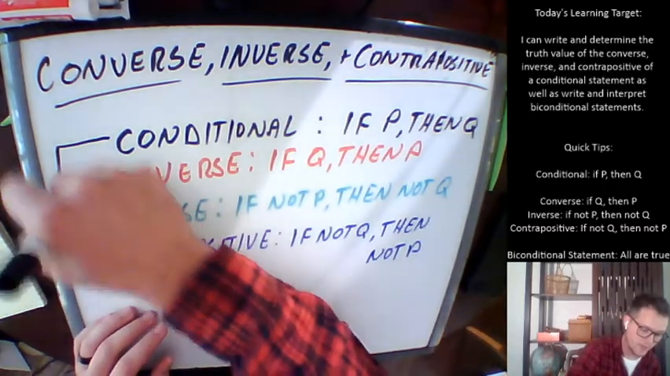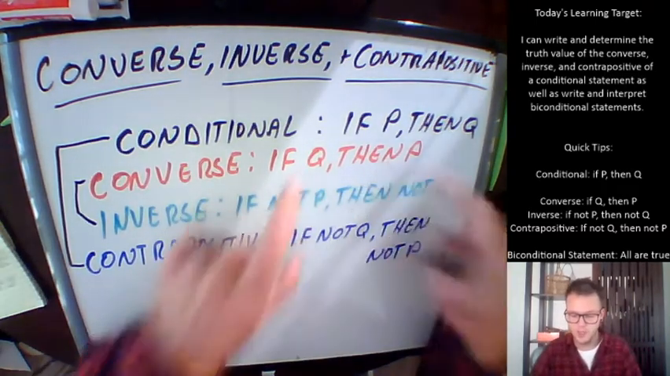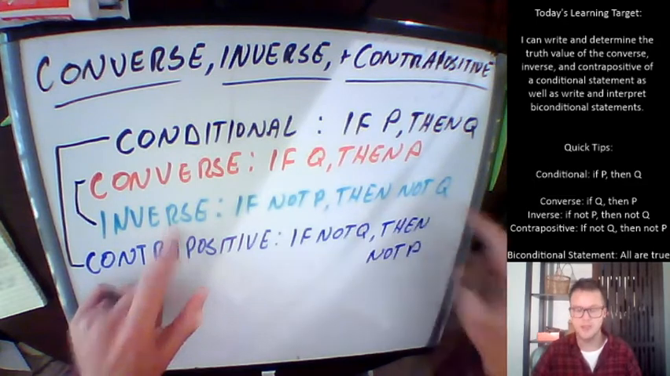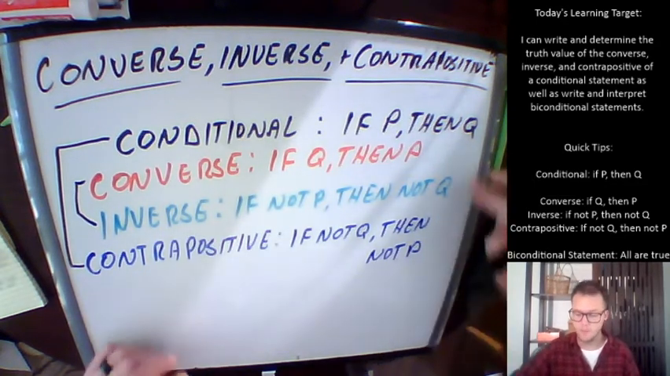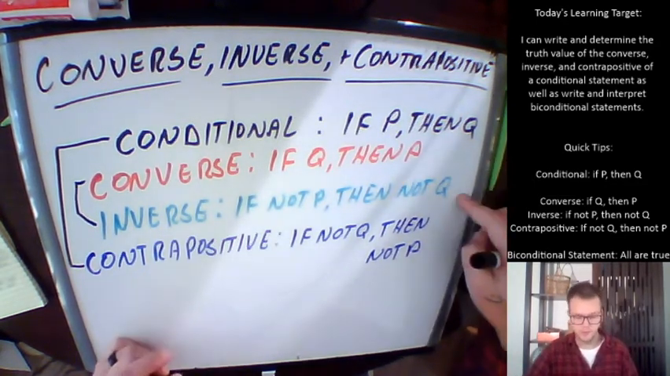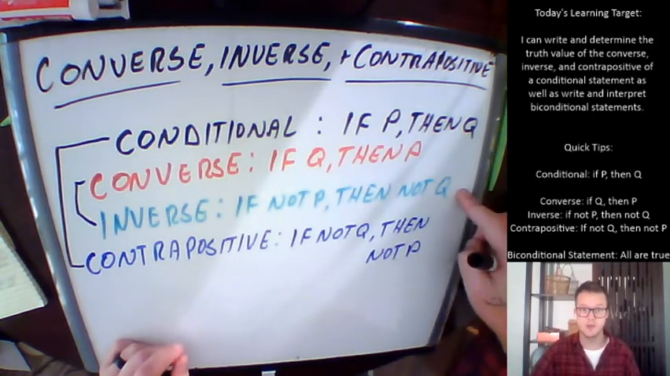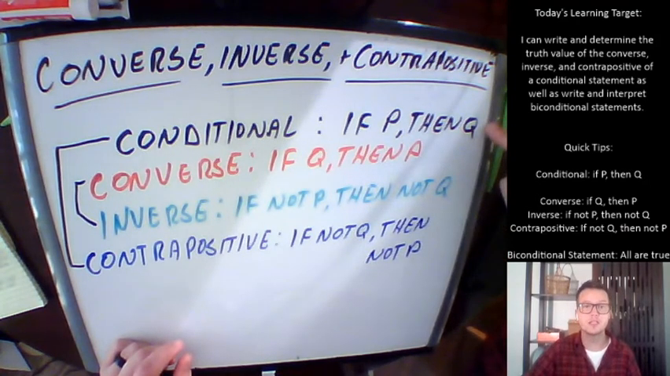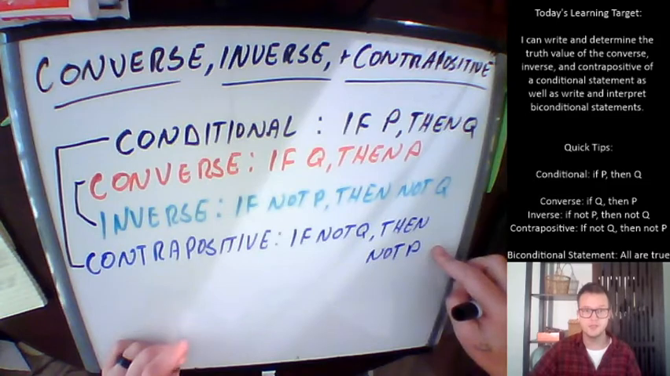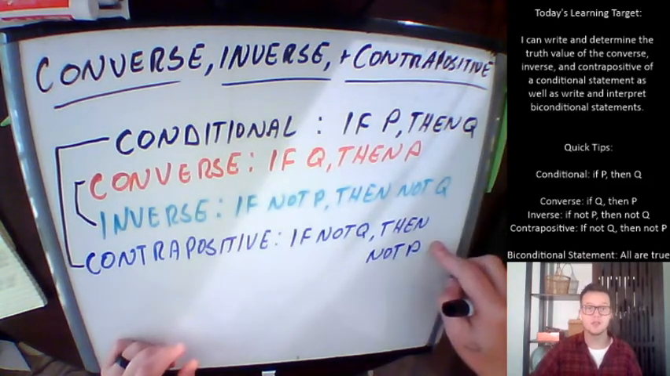Additionally, if the converse is true, then the inverse is also going to be true. They have the same truth value. So if the converse is true, the inverse is true. Converse is false, inverse is false. Same is true for the original conditional statement. If it's true, the contrapositive is true, and if it's false, the contrapositive is false.